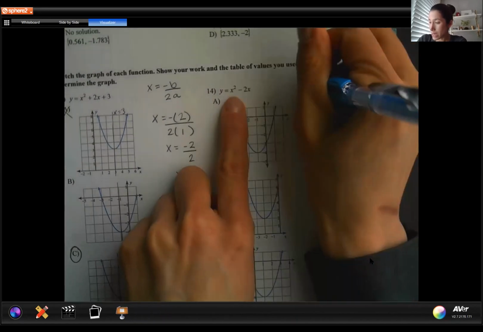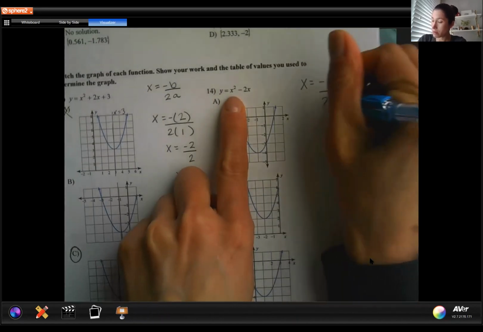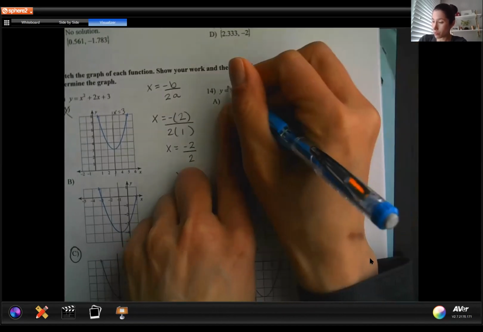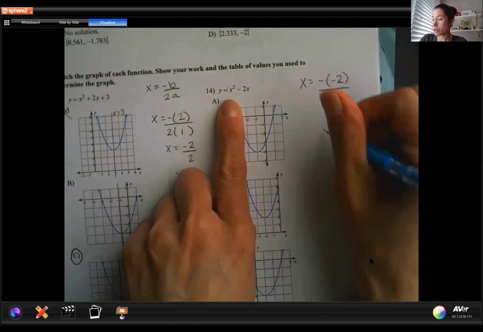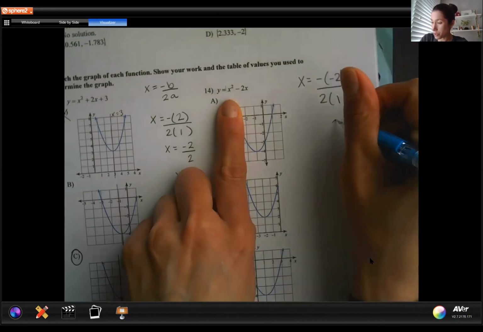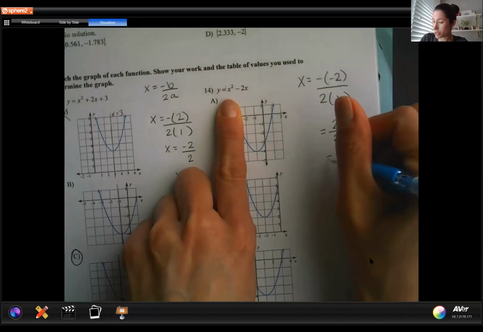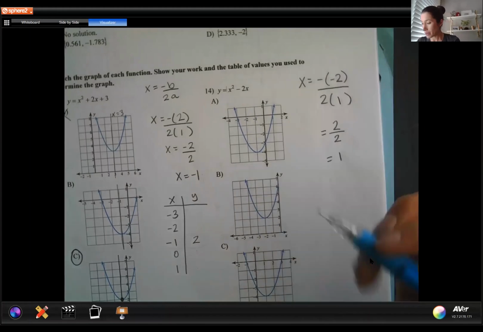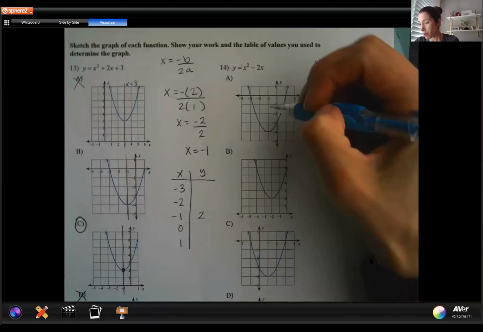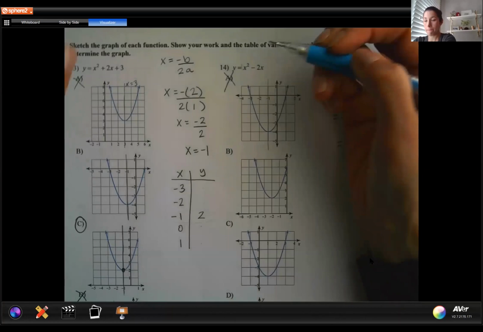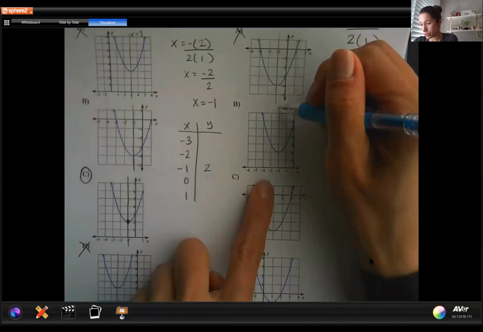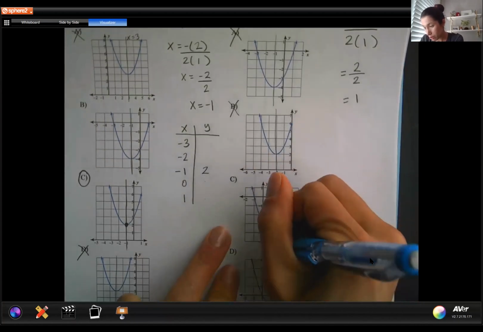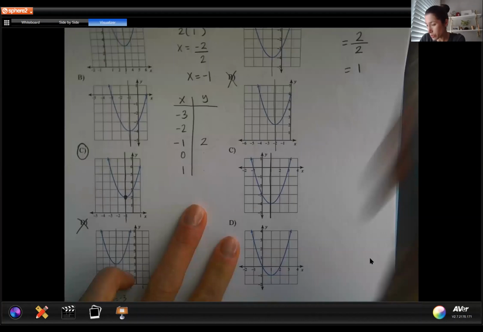So x equals negative b over 2a. So b is negative 2. A is 1. So that means my numerator, negative, negative, is positive 2 over positive 2, which is just a 1. So that means my center line is going to go through positive 1. So this goes through negative 1. Okay, it can't be that graph. This goes through negative 2, can't be that one. So it's one of these two, because this center line is at, or axis of symmetry is at 1, and so is this one.